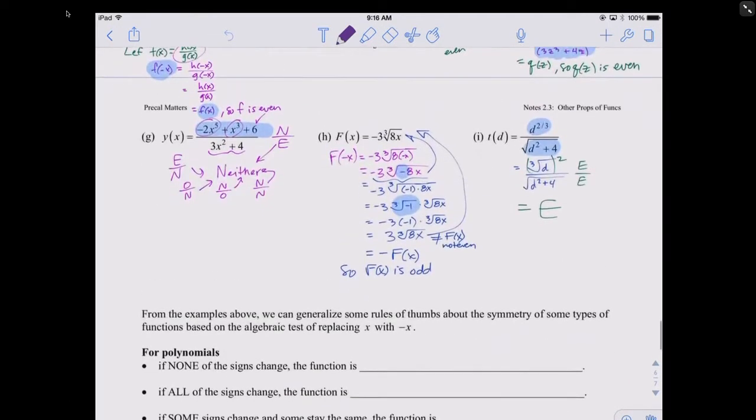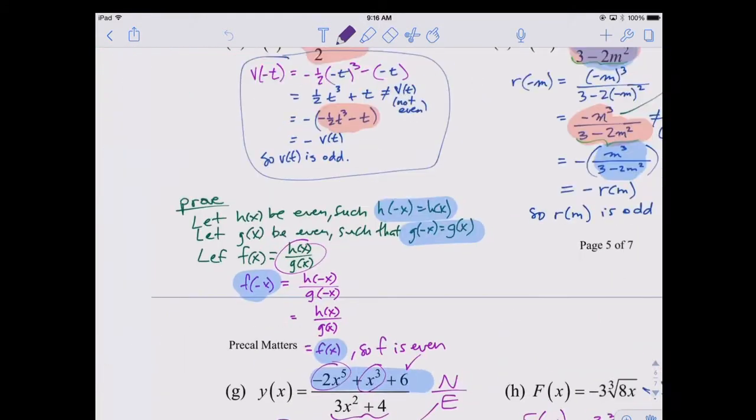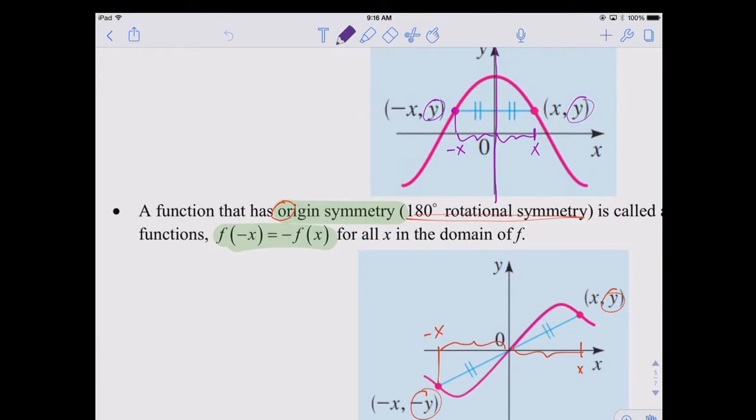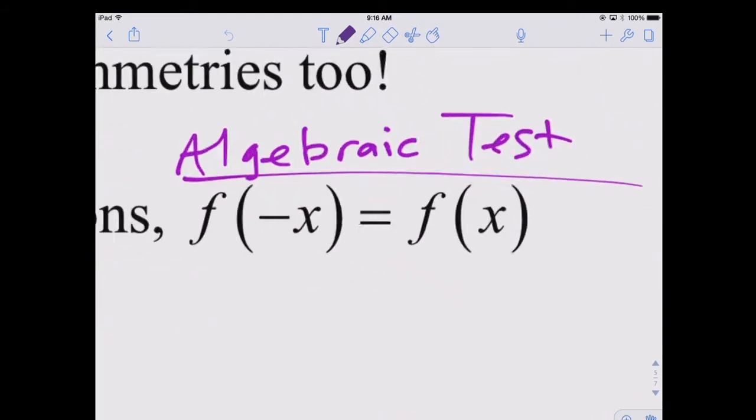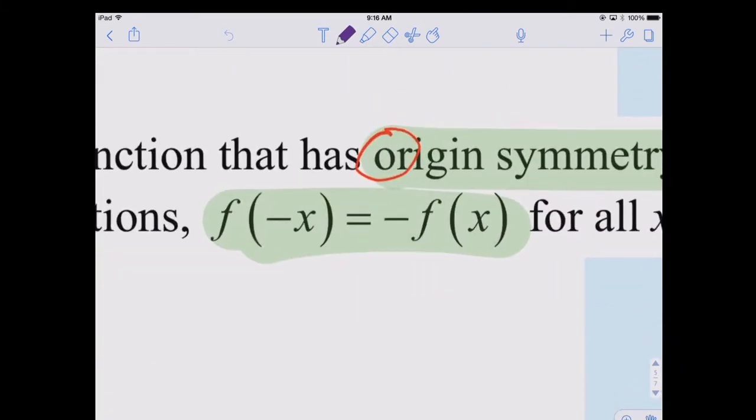All right, yesterday we were talking about even and odd functions, and who wants to summarize real quickly. An even function has y-axis symmetry, right? That's your folding symmetry. And a function that is odd has rotational symmetry, or what do we actually call it? Origin symmetry. Good. And the test is, remember, to replace x with negative x. And if you get the exact same thing you started with, then it's what? Even. And if you get the opposite of what you started with, it's odd.